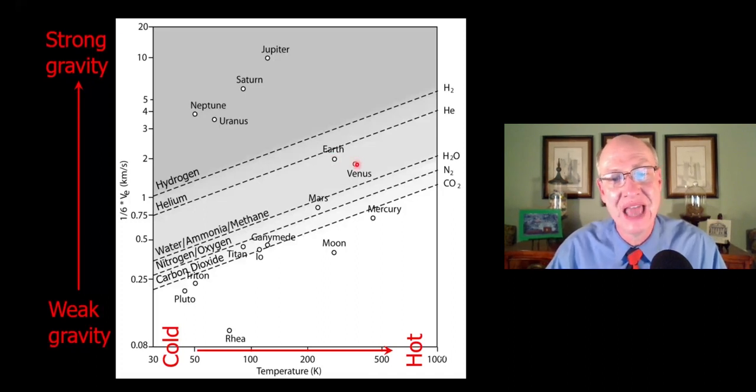Now, Venus is about the same size as Earth. It has about the same escape velocity as the Earth does, but it's significantly hotter than the Earth. But that said, Venus is not hot enough that it has lost a significant amount of its atmosphere. Venus is too hot to hold on to hydrogen and helium, just like the Earth, but it can hold on to water vapor, it can hold on to nitrogen, it can hold on to carbon dioxide.